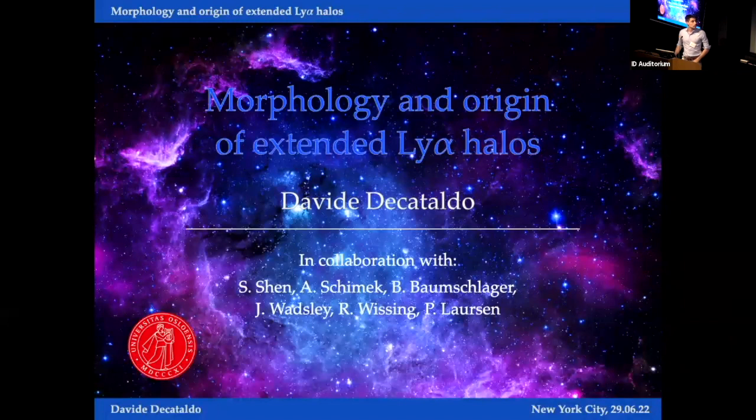I'd like to talk about some of the highlights of my ongoing research on Lyman alpha radiative transfer. I want to focus in particular on explaining the origin of extended Lyman alpha halos that we observe both at high and low redshift. I'll do this by post-processing numerical simulations. So let's have a look.